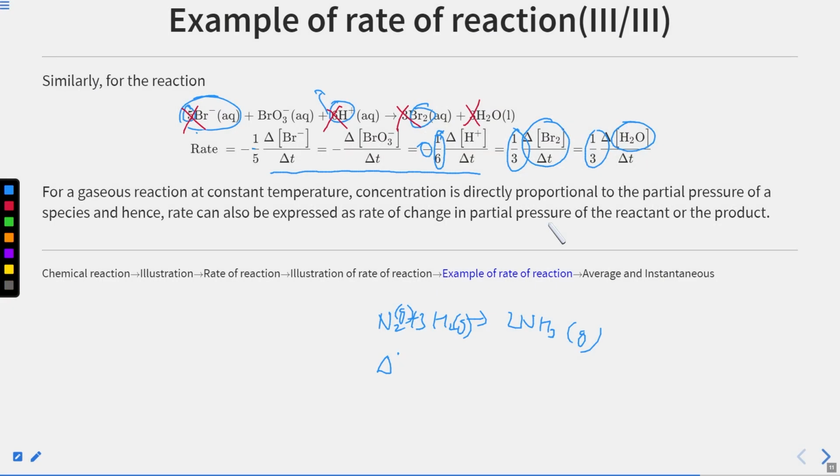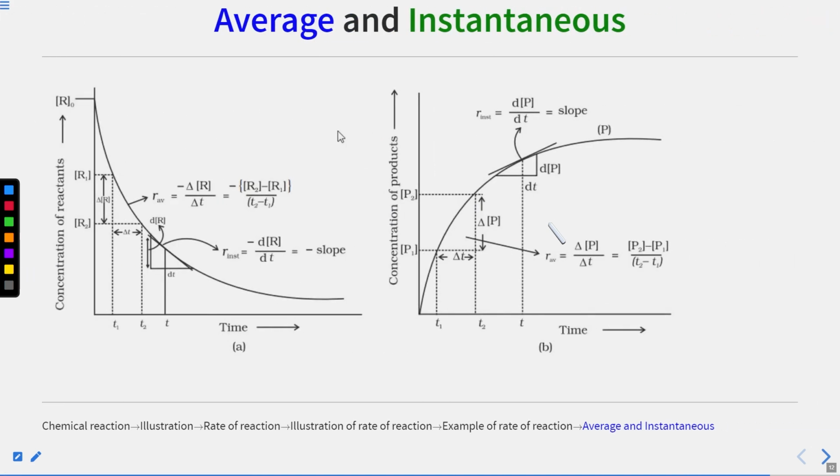Now moving on to the last topic for today, that is the average and instantaneous rate of reaction. Very interesting topic to consider. So let us start by considering the reactant part. Now what is average rate of reaction? What is instantaneous rate of reaction? For average rate of reaction, we see the change of concentration over a longer period of time. And for the instantaneous rate of reaction, we see the change at a slight point.